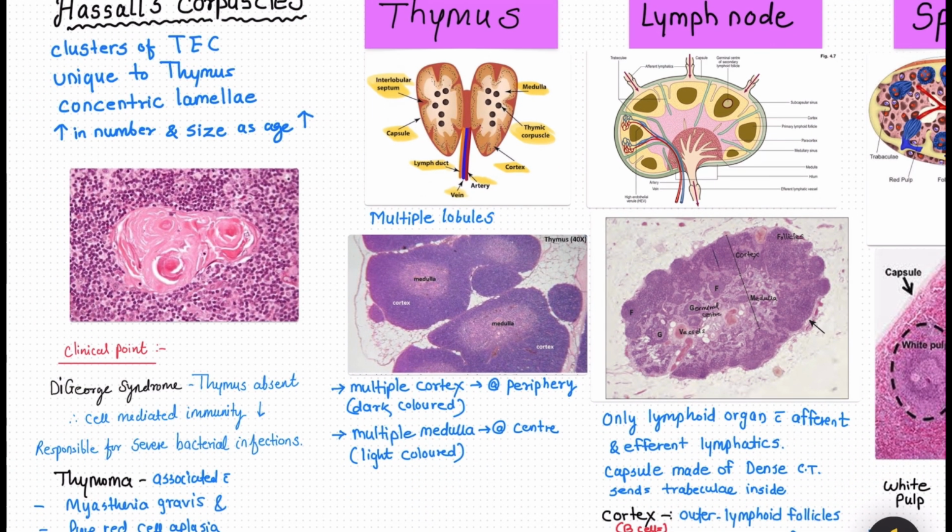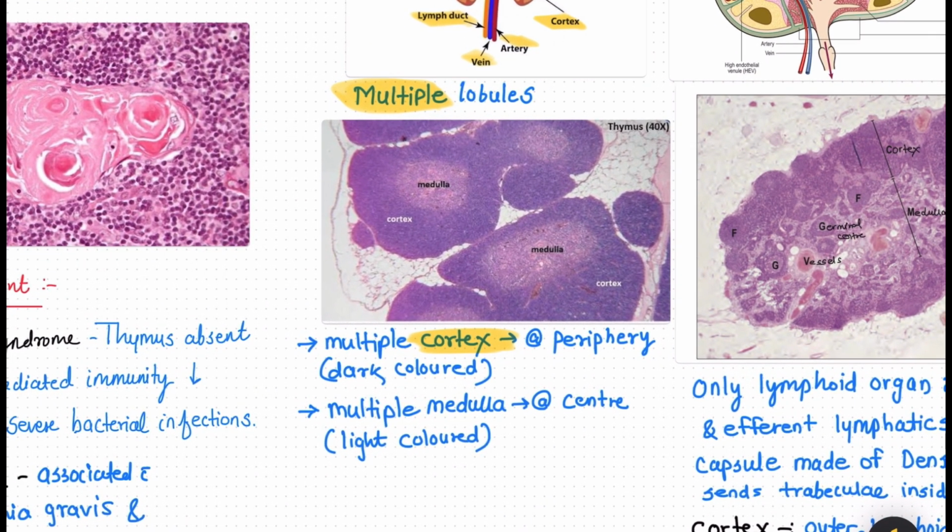Thymus has multiple lobules, and multiple cortex also. At the periphery, it is dark colored. When you look at its histopathology diagram, you will come to know that its peripheral structure is darker. Okay, it is bluish purplish, and its central part is somewhat pale, lighter in color as compared to the outer cortex.